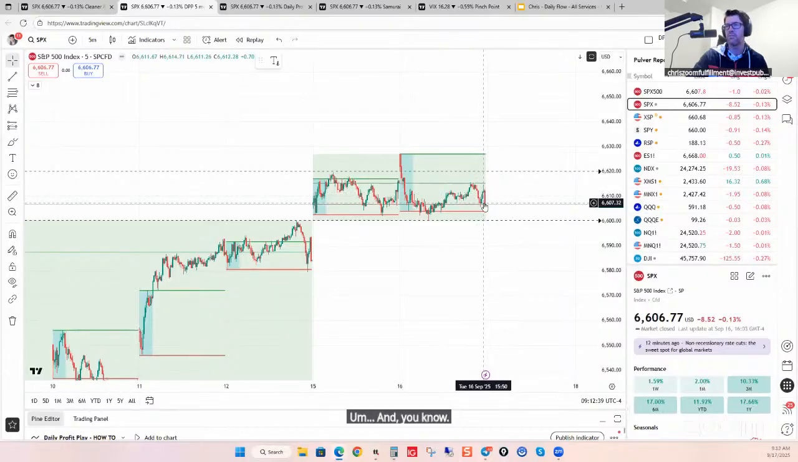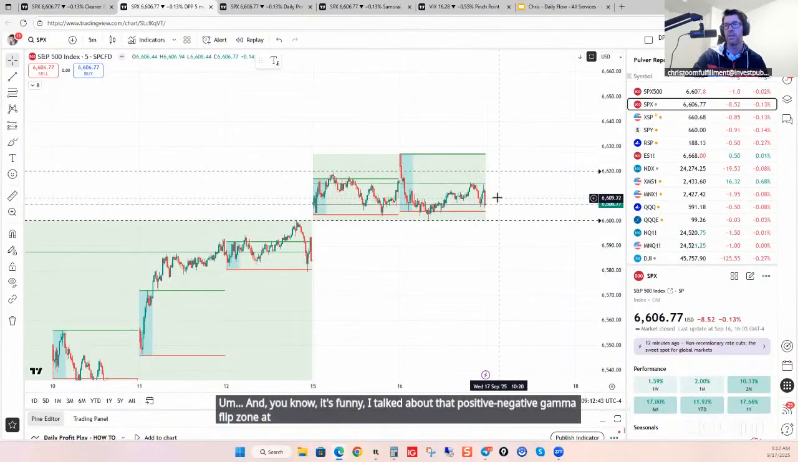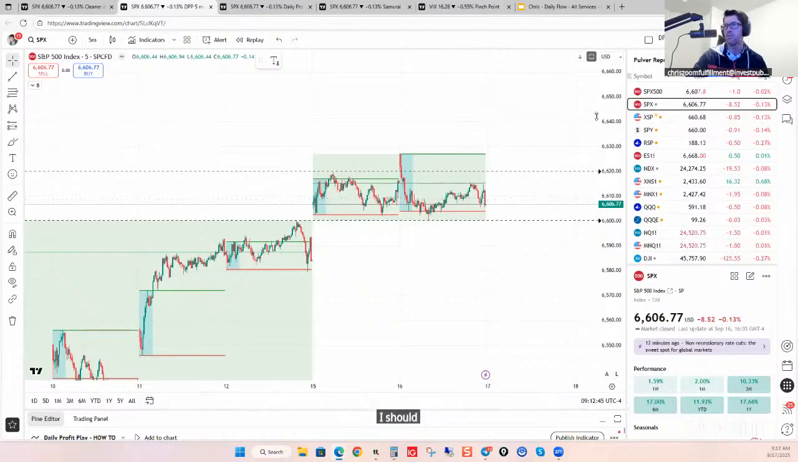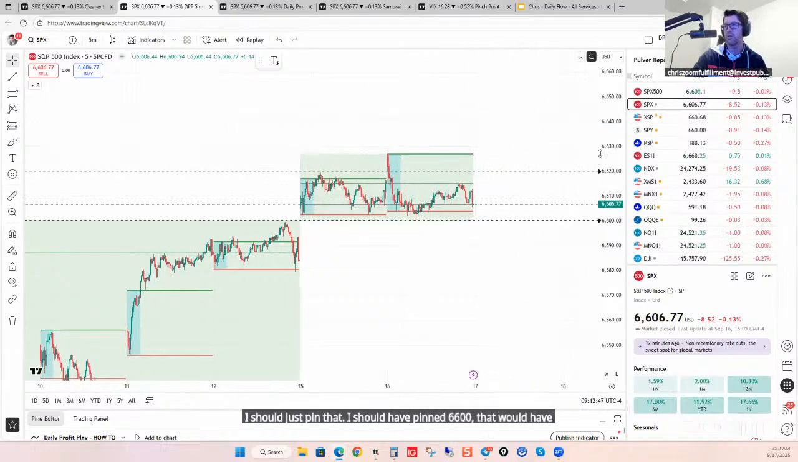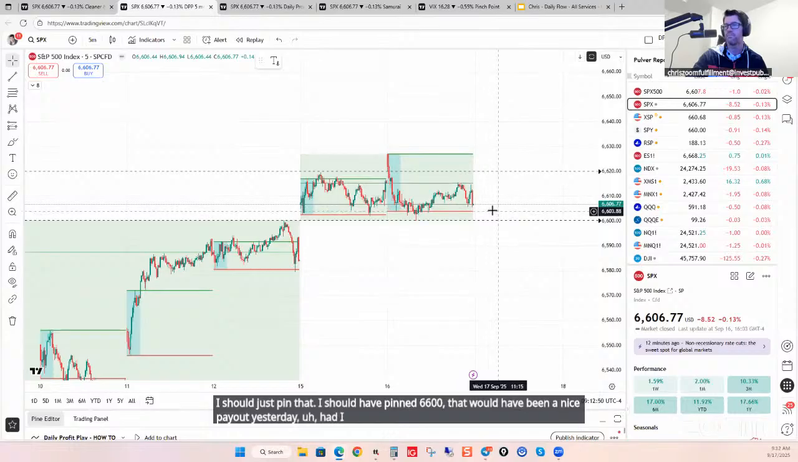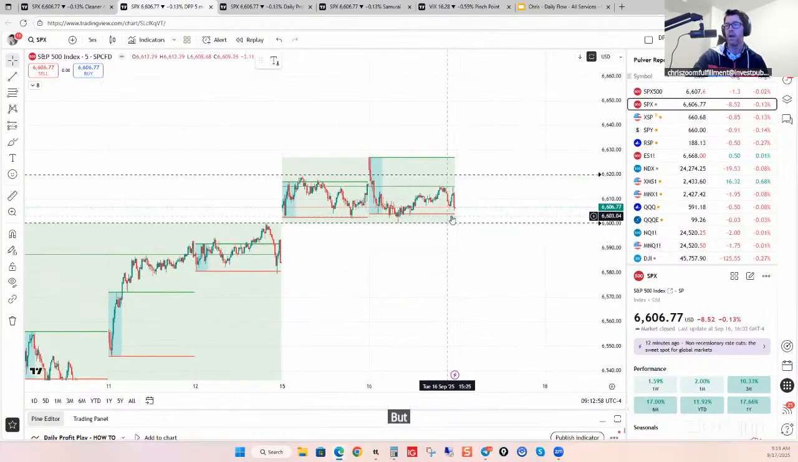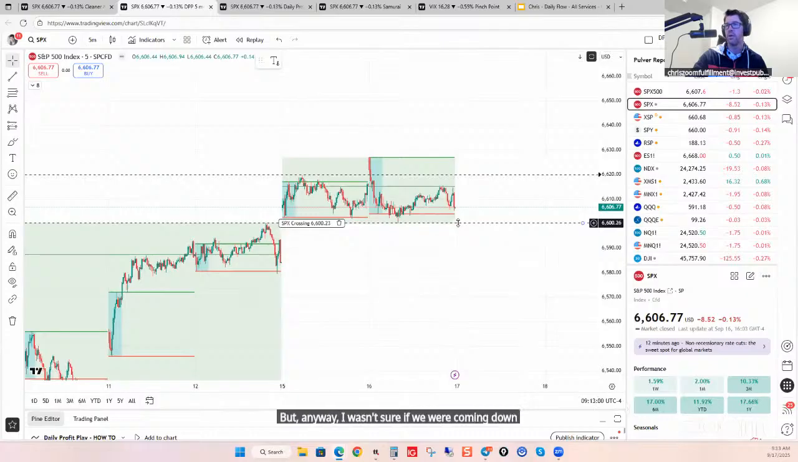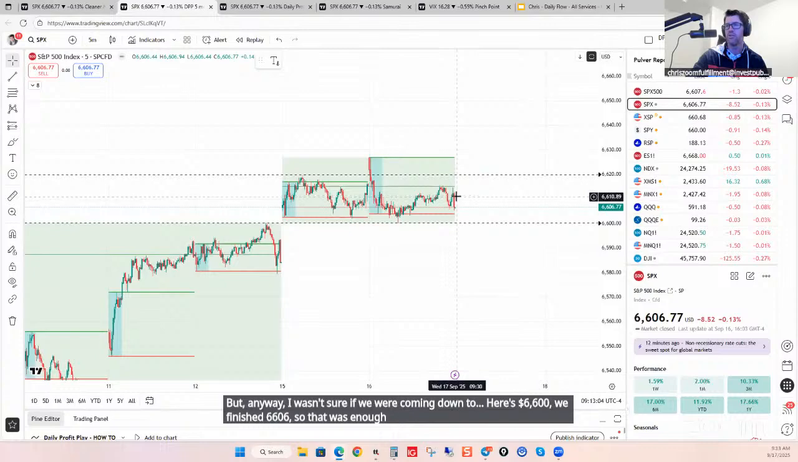It's funny. I talked about that positive negative gamma flip zone at 6,600. I should have just pinned that. I should have pinned 6,600. That would have been a nice payout yesterday. If I went like 10 wide, it would have paid pretty nicely. If I went 15 wide, it would have paid extremely well. But anyway, I wasn't sure if we were coming down to 6,600. We finished 6,606. So that was enough. But interesting close to the day.